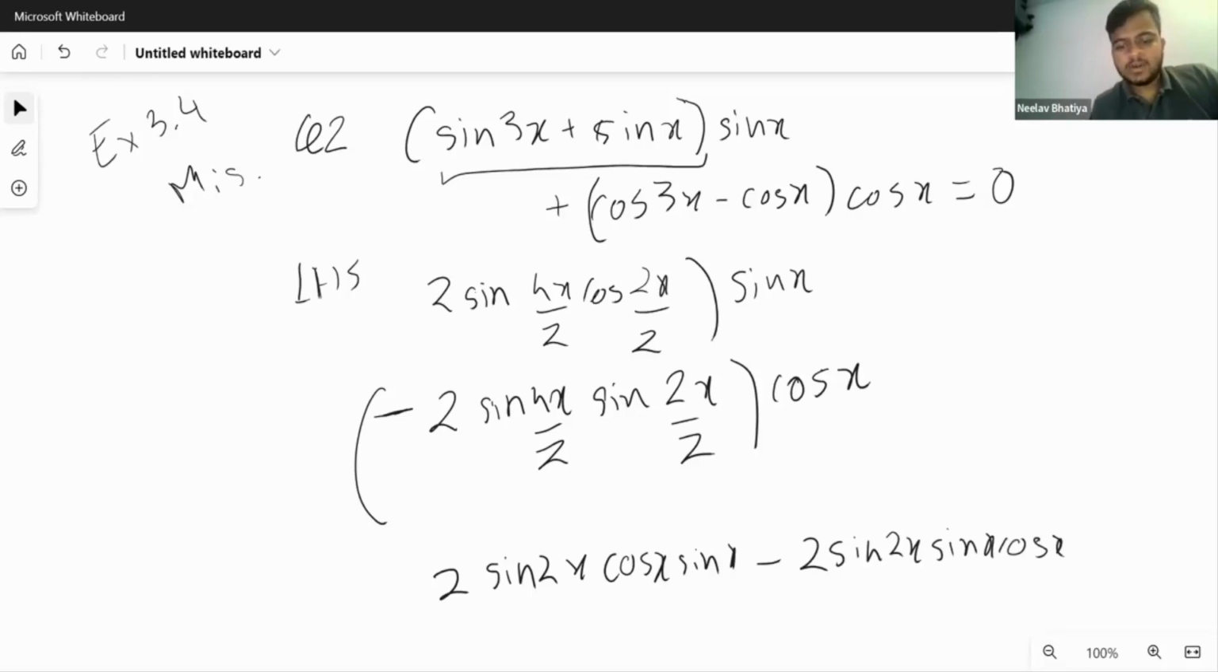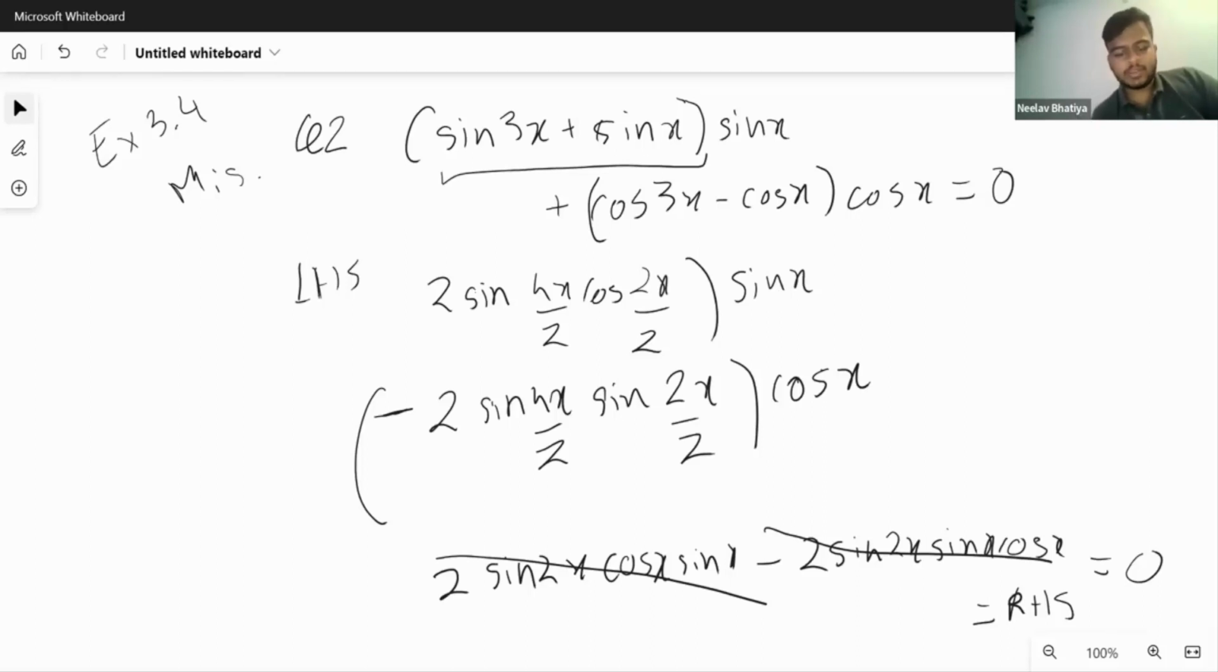Does that make sense? Cos 2x by 2 equals x, and cos x, as this term gets cancelled, equals 0, and that is nothing but our RHS. Correct? So we have proved this as well. This was a very trivial application of the formula sin c plus sin d or cos c plus cos d, and you just have to remember the formula to get there, right? You'll get there with practice.